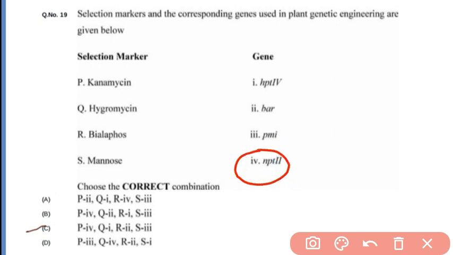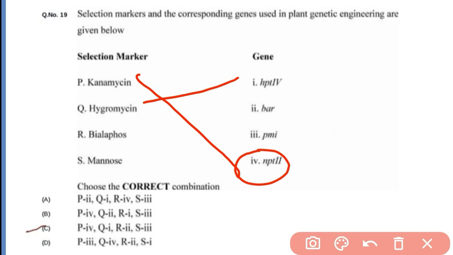The NPT second gene codes for aminoglycoside phosphotransferase, giving resistance to antibiotics such as kanamycin and gentamicin. So this matches with kanamycin. Next is the NPT fourth gene, and this gene is for resistance toward hygromycin.